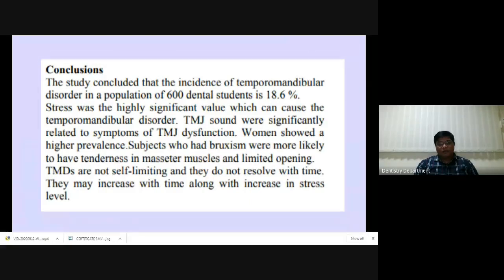So that means dental students have a lot of stress. TMJ sounds were significantly related to symptoms of TMJ dysfunction, and women showed a higher prevalence. So these are the conclusions of that study. It is just to show how TMD is affecting our profession also.